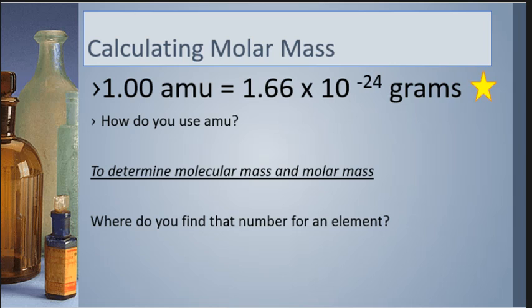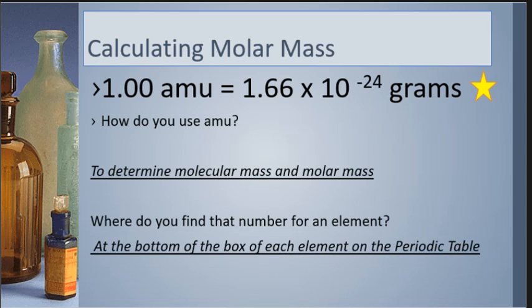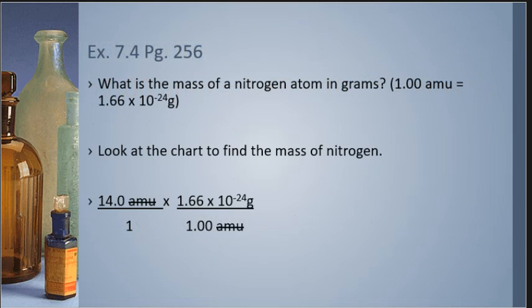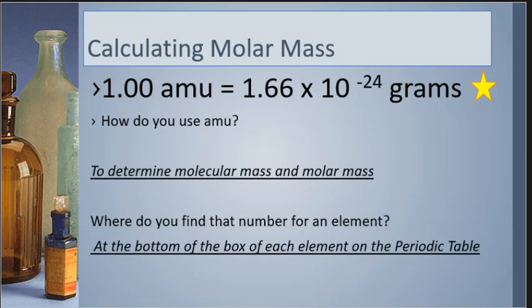You find the AMU at the bottom of the box of each element on the periodic table. Remember, it was 4 AMUs for helium. So we multiply that by 4 to get the number of grams, which would bring our 24 down at that point. So where do you find that number for an element? At the bottom of the box. It's your mass.